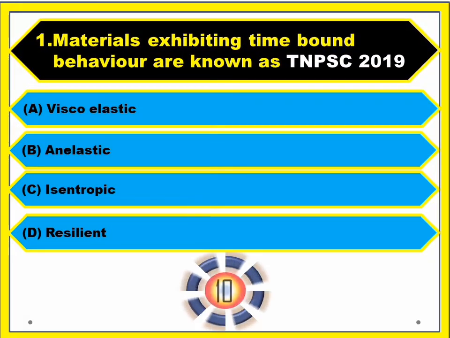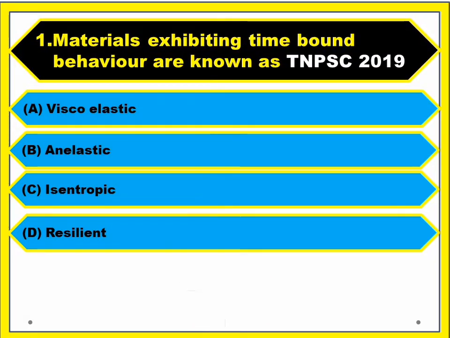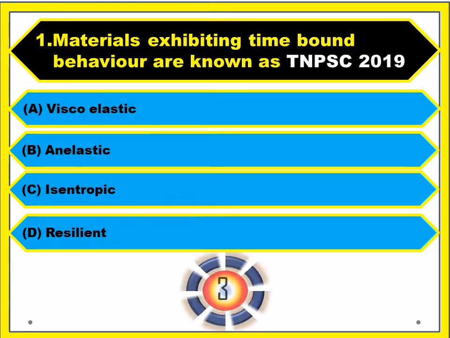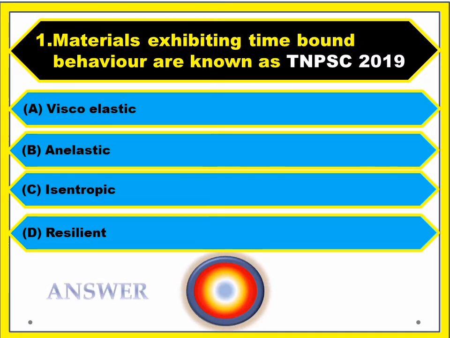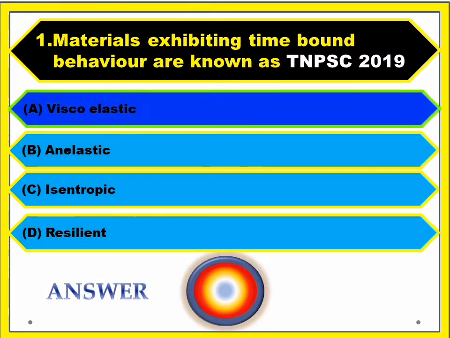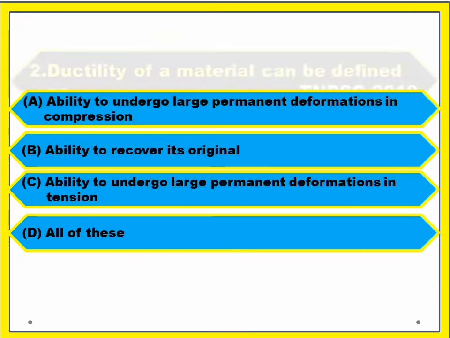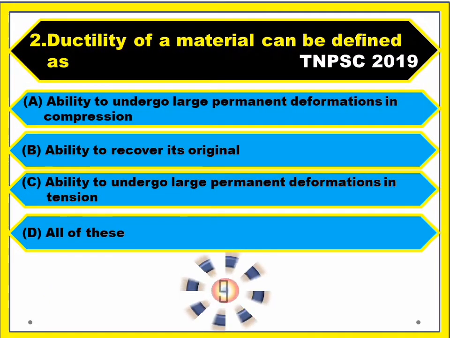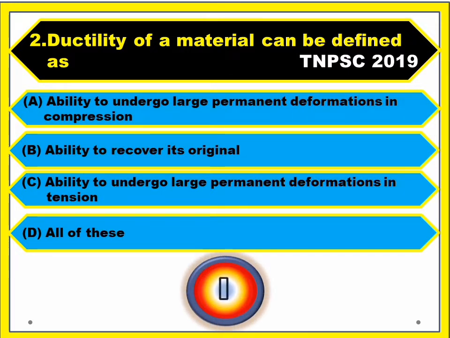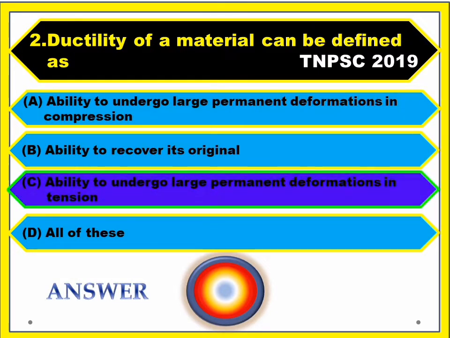Question number 1. Materials exhibiting time-bound behavior are known as? Answer: viscoelastic property. Question number 2. Ductility of a material can be defined as? Answer: ability to undergo large permanent deformation in tension.